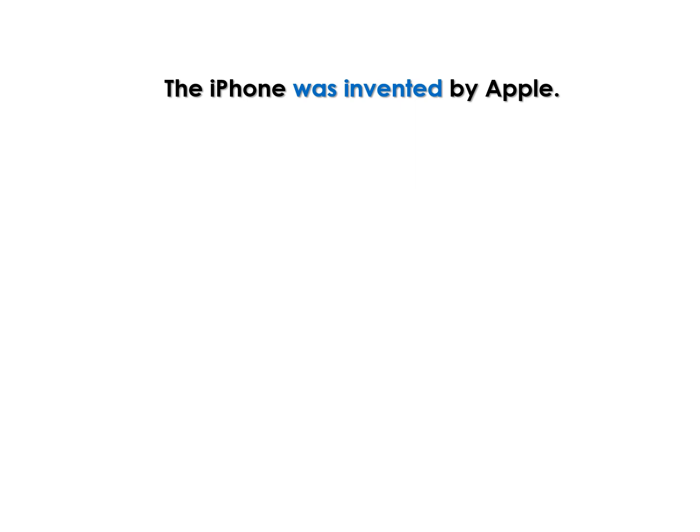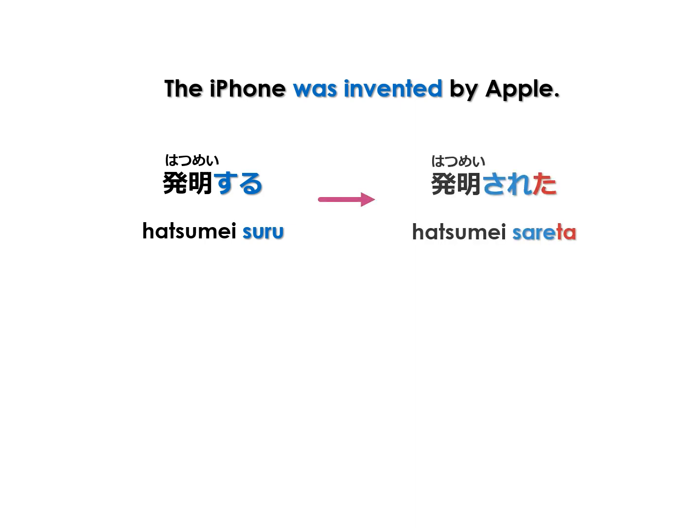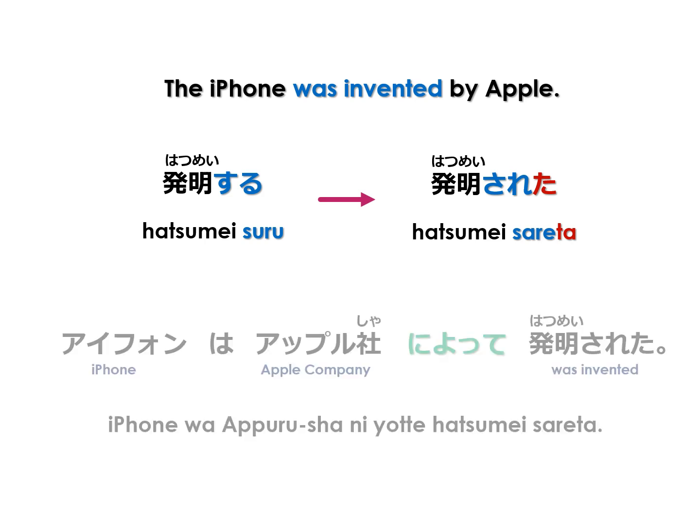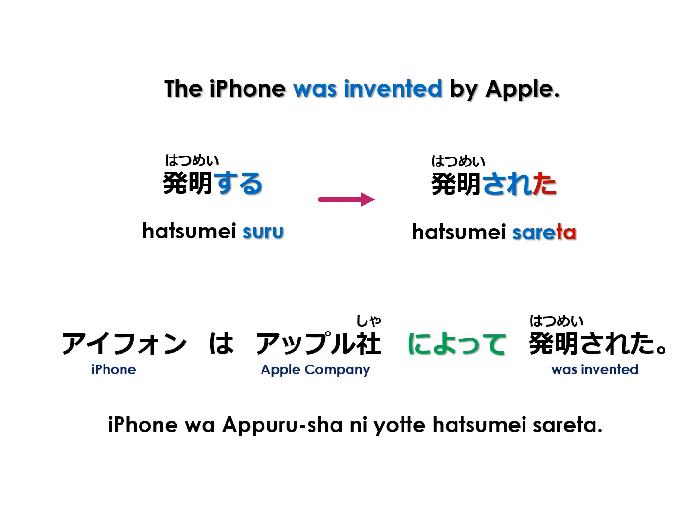Next sentence, the iPhone was invented by Apple. To invent or will invent is hatsume suru. Again, we have a past tense passive, so we conjugate it to hatsume sareta. The whole sentence: iPhone wa Apple sha ni yotte hatsume sareta.